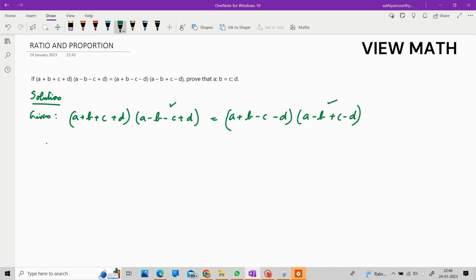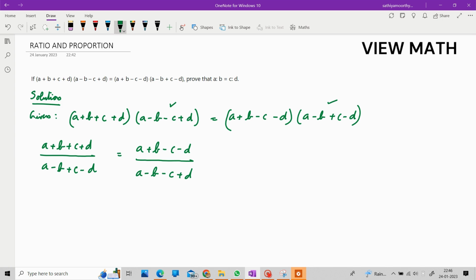So that I'll be getting in this form (a + b + c + d) by (a − b + c − d) equal to (a + b − c − d) by (a − b − c + d). So now I have to reduce all the terms so that I'll be getting a is to b equal to c is to d. For reducing the terms, I'm going to apply the componendo and dividendo property.